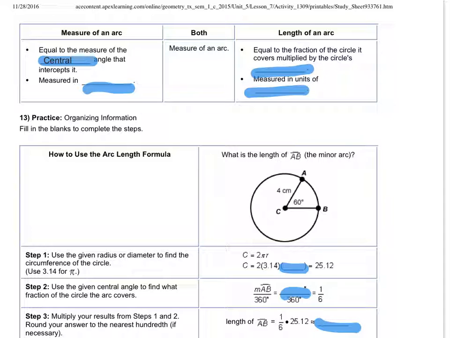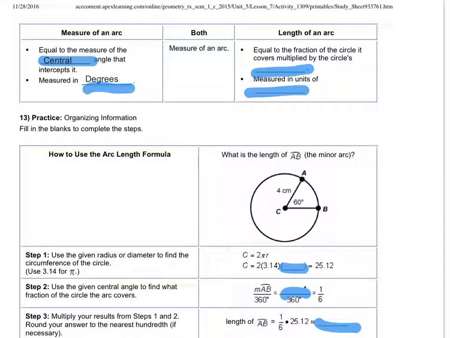And when we measure an arc, we're actually going to use degrees, just like we would for an angle. Because if the central angle equals the arc, we measure angles in degrees. We're going to measure that arc in those same degrees.